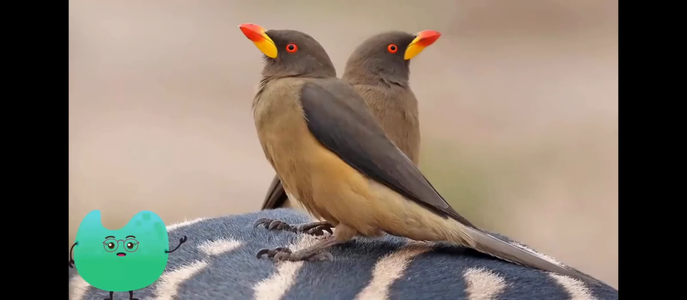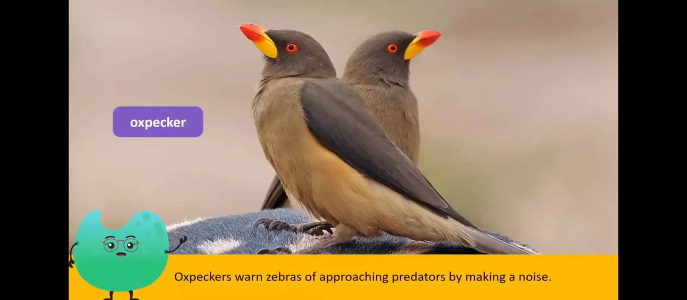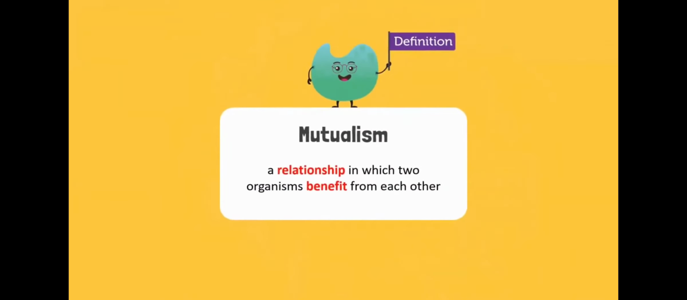A bird known as the oxpecker is often found riding on zebras. In case of any danger, like an approaching predator, these birds fly up and make a noise to warn the zebras. Such a relationship where both organisms benefit from each other is called mutualism.